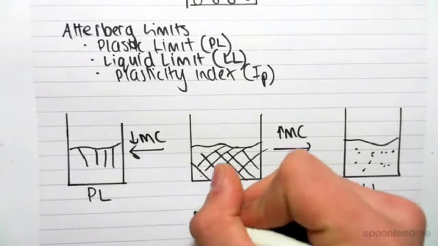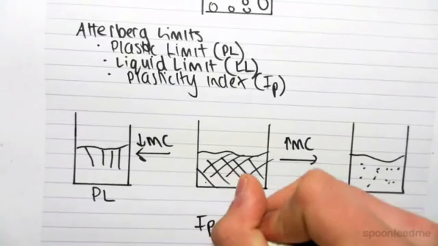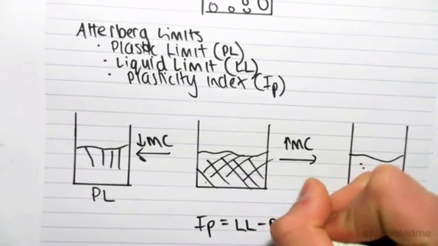The third thing we need to define is this Plasticity Index, I subscript P, which is equal to the liquid limit minus the plastic limit.